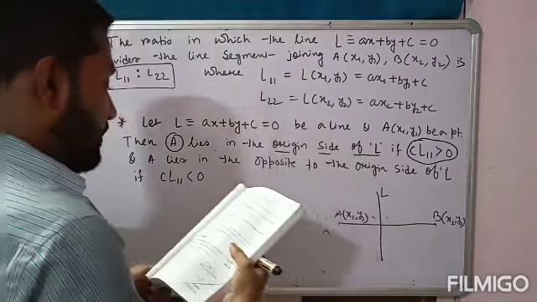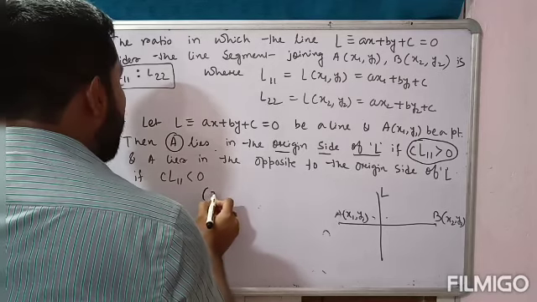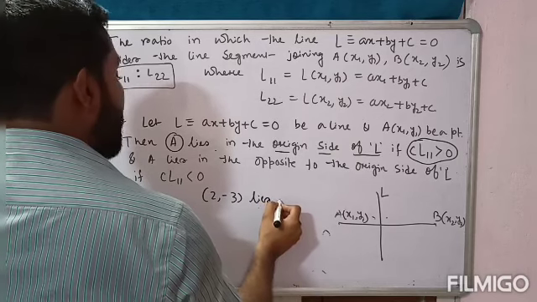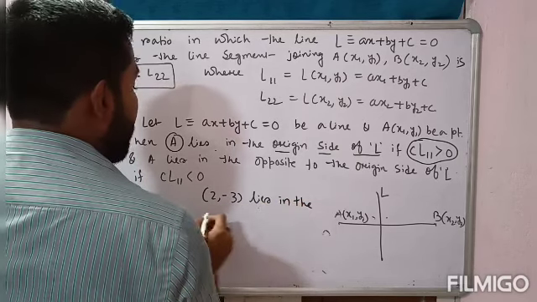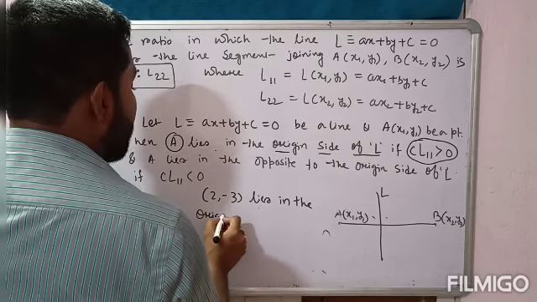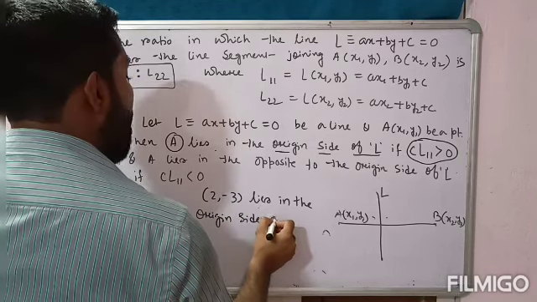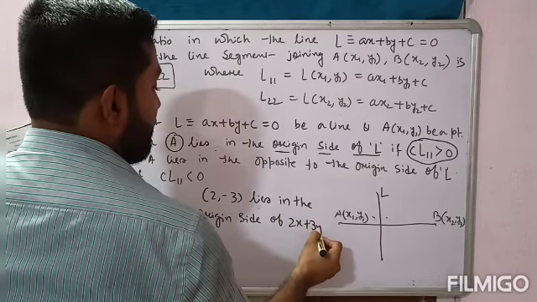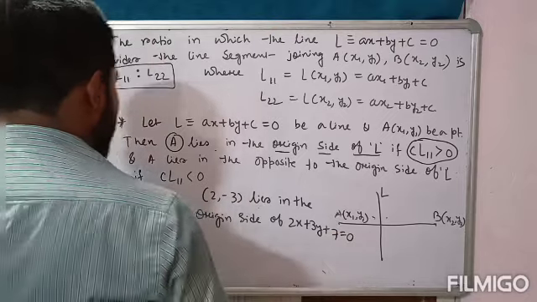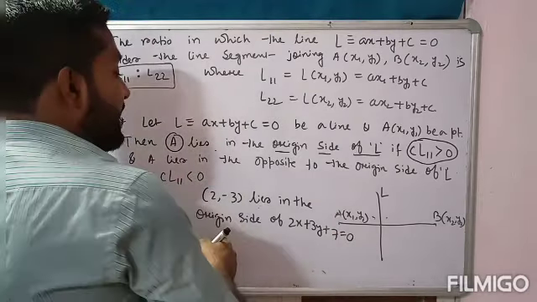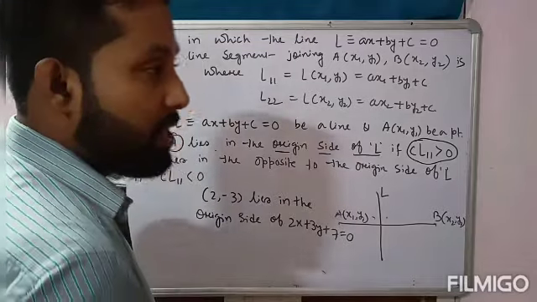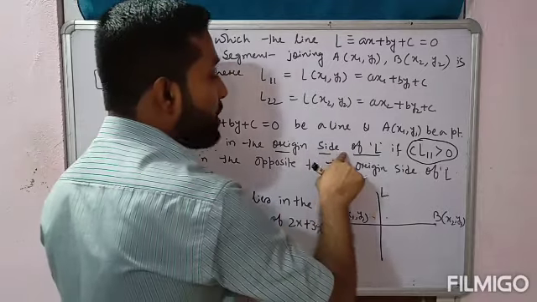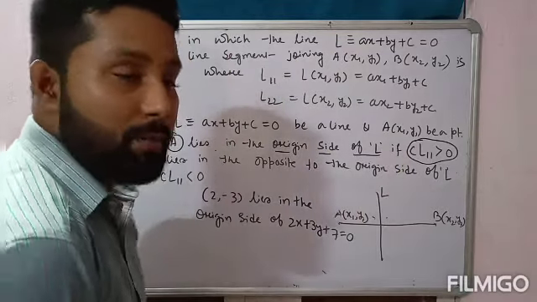Okay, show that the point (2, -3) lies in the origin side of 2x plus 3y plus 7 equal to 0. Show that this point lies in the origin side of this equation. So what is the condition for lying in the origin side? Lies in the origin side means C L11 must be greater than 0.